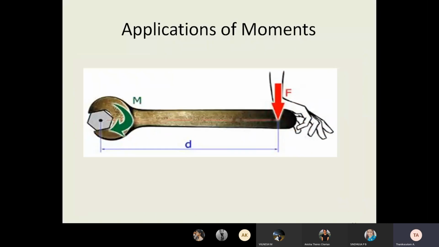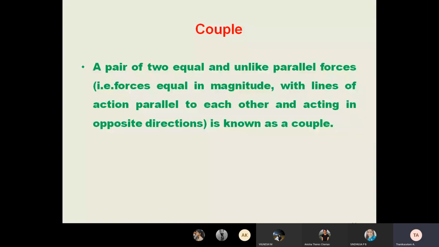The same definition, another example. See here, one nut and bolt. Say we want to loosen the nut, so we are rotating the bolt and nut. F into D. This is an application of moments. Sometimes when you turn the handlebar, that is also a moment. We are rotating the wheel. When we open a door, we are rotating it. That is called a moment. Force into distance.